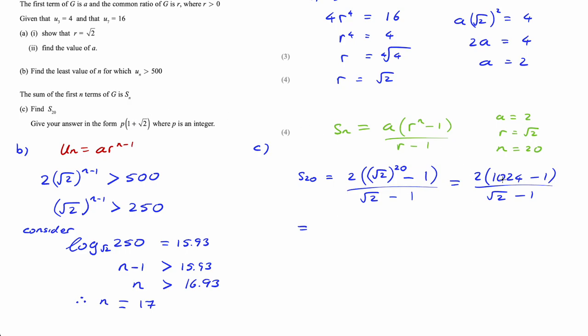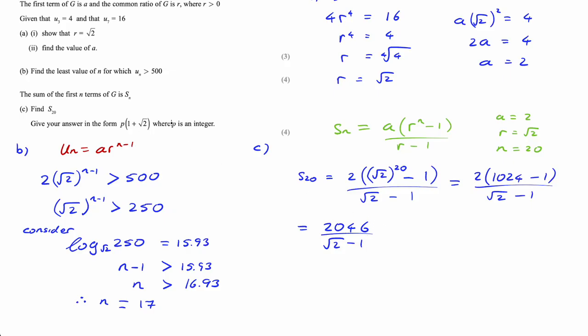By the way, this is 1023, so this is going to be 1023 times 2, so it's 2046. So it's 2046 over root 2 minus 1.